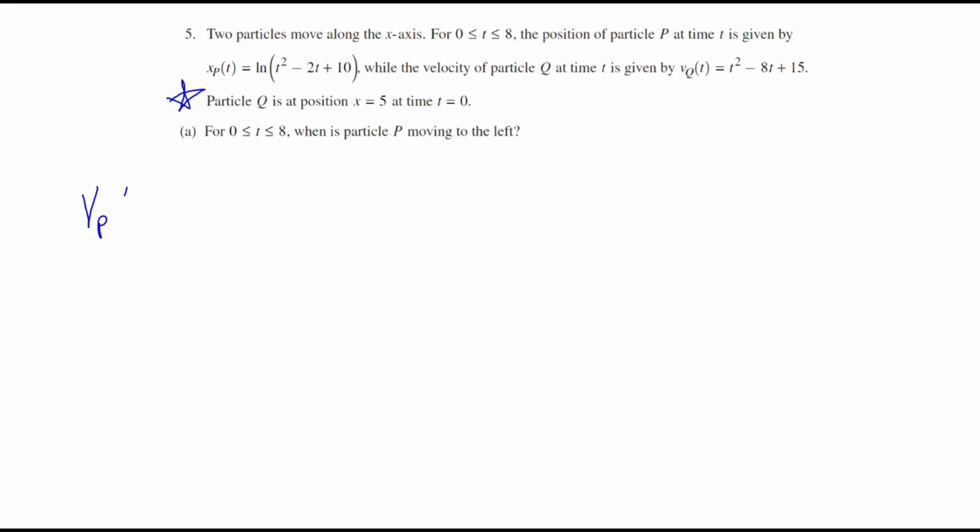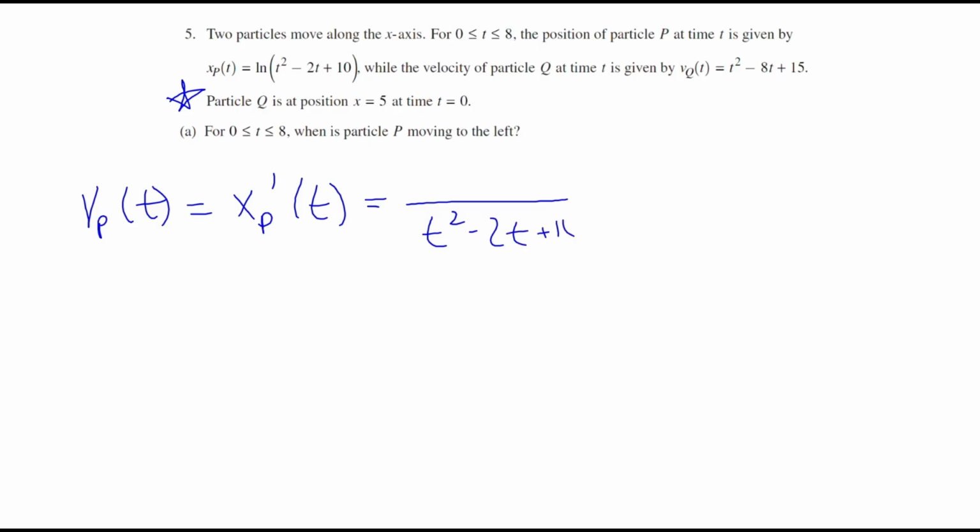Right? V sub p of t is going to equal x sub p prime of t, which is the natural log of a function. Its derivative is 1 over the function times the derivative of the function, so 2t minus 2. So there's v sub p of t, and we want to know, when is that less than 0, right? Because we want to know when is it moving to the left. So we'll say v sub p of t will be less than 0.